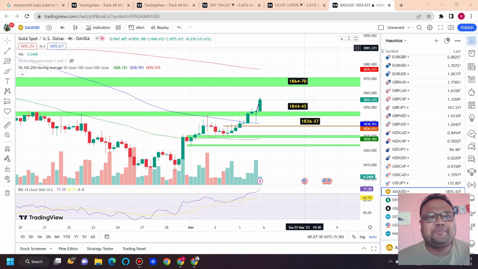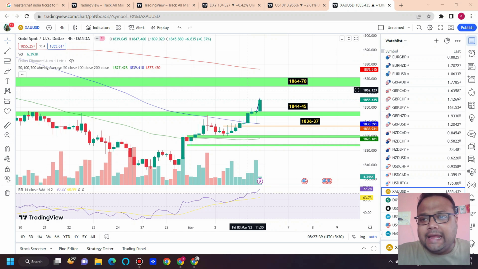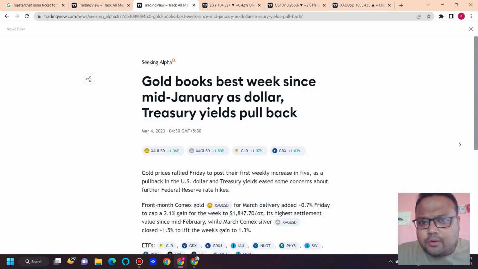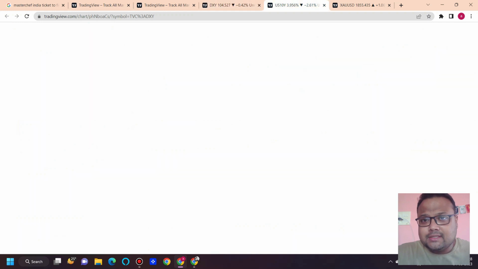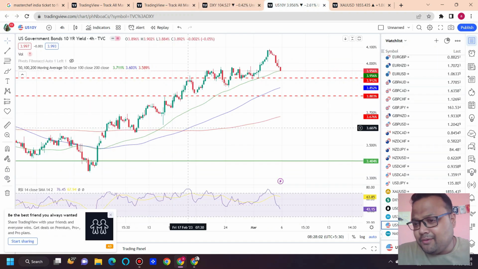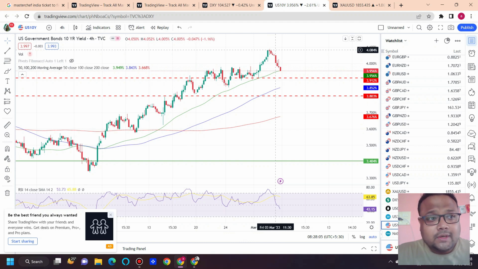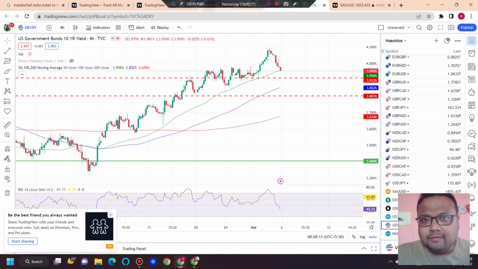So let's get started. My dear friends, we saw good upside on the chart of gold yesterday, and ultimately gold closed at 1855. That was a good recovery on the chart of gold, and the reason was here: you can see gold books best week since mid-January as dollar treasuries pull back. Yes, there was a correction on the chart of dollar, as well as bonds also play a big role. You can see the US government bond was under correction. As a result, gold started flying.